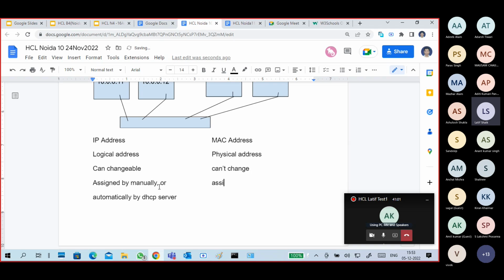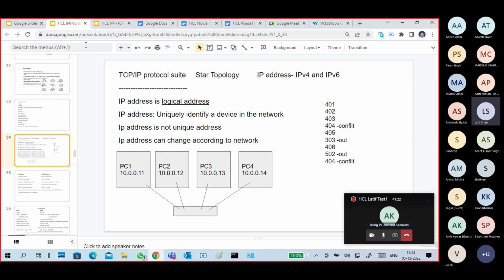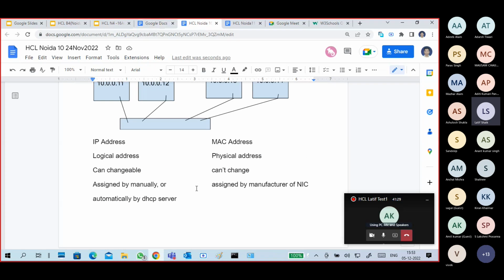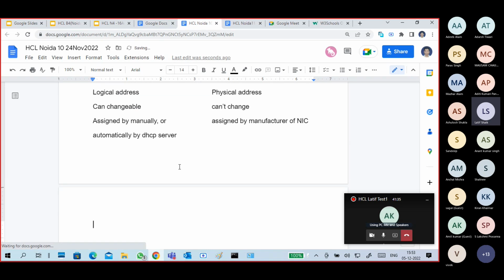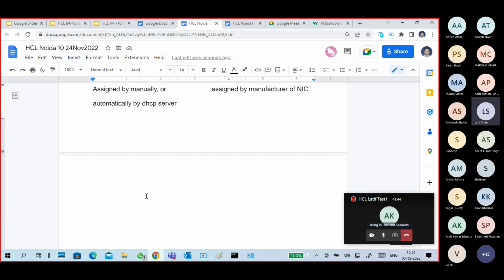The MAC address is assigned by the manufacturer of the NIC. There are some more differences. Because it's a space problem, otherwise we'll go down. No problem, no problem. Here it is. IP addresses and MAC address, right?